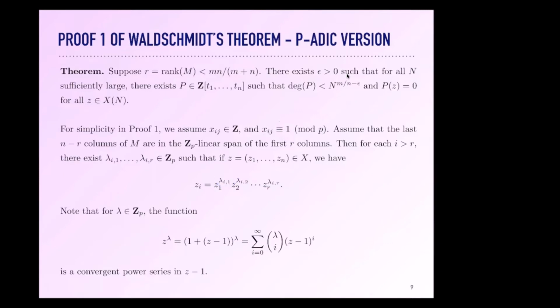Okay, so we expand this as a power series. So what does that mean? Well, for the function z to the lambda, if z is congruent to 1 mod p, you can expand this as a power series, as we're thinking of z as 1 plus (z minus 1). This is now divisible by p. And then you expand this using the binomial theorem, with an infinite sum of lambda choose i times (z minus 1) to the i. This converges for all z that are congruent to 1 mod p. Okay.